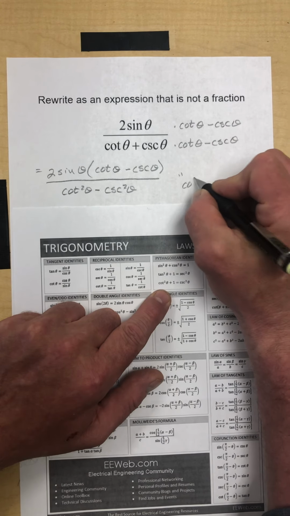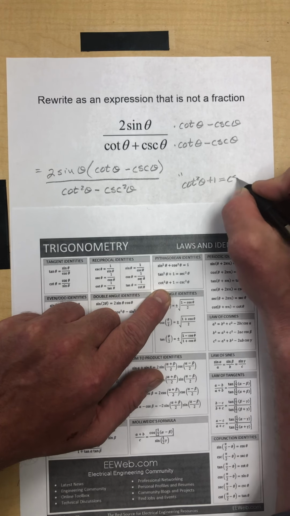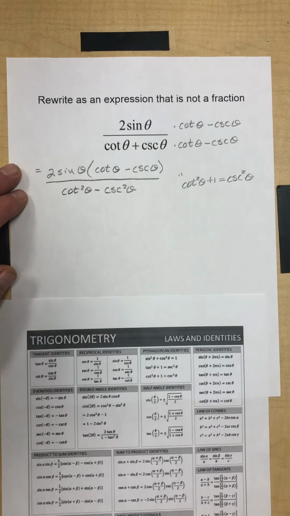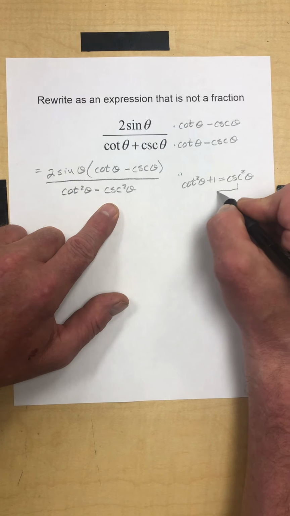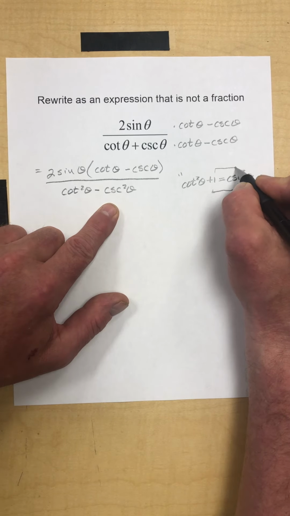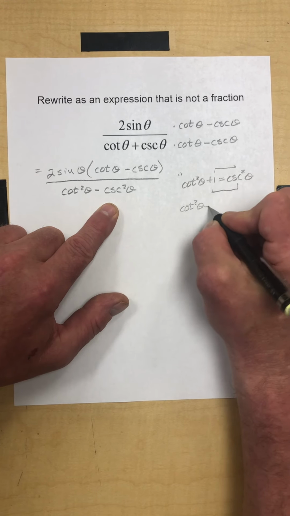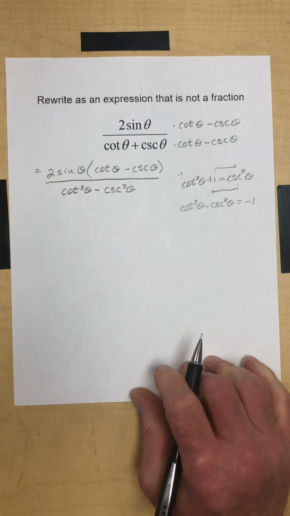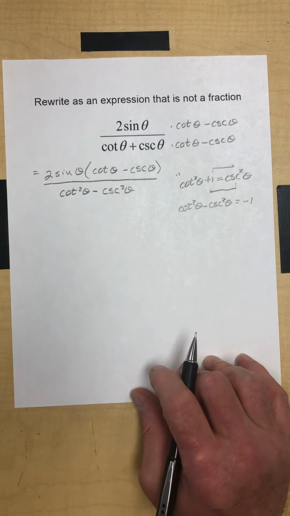So I have cotangent squared of theta plus 1 equals cosecant squared of theta. Now I need to get cotangent squared minus cosecant squared, so I need to bring this guy over, which means this guy has to go over. So I would get cotangent squared theta minus cosecant squared theta equals -1, which is what I'm looking for. So that means this denominator is equal to -1.